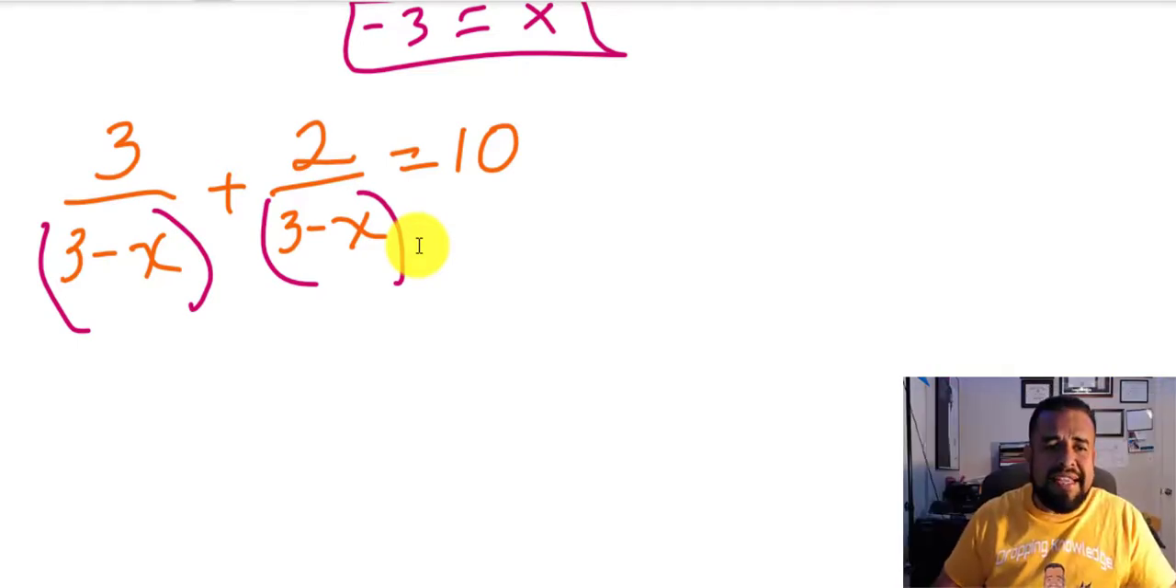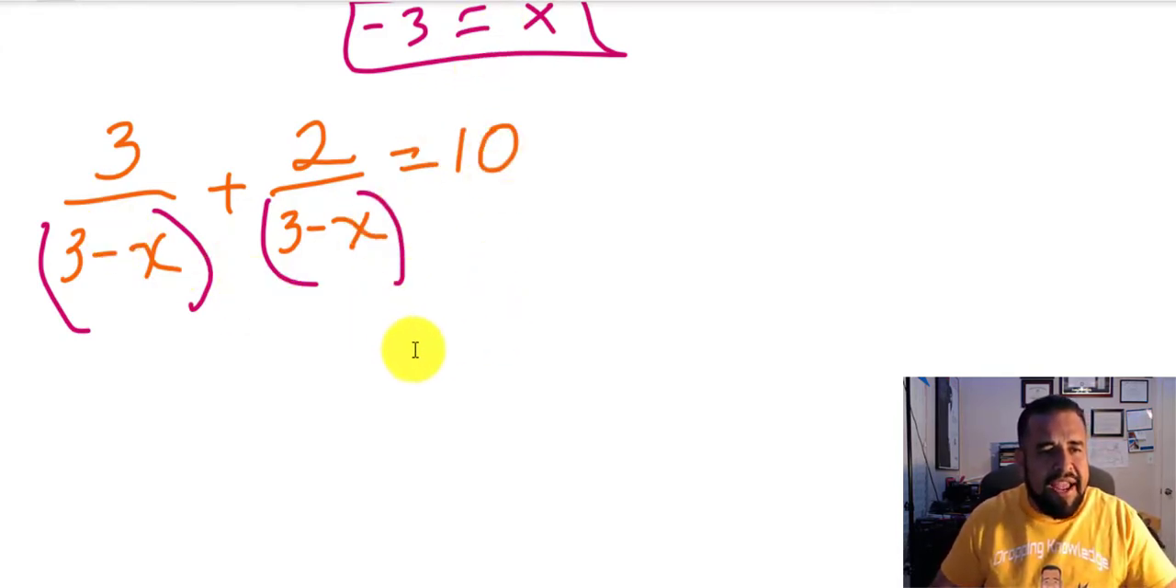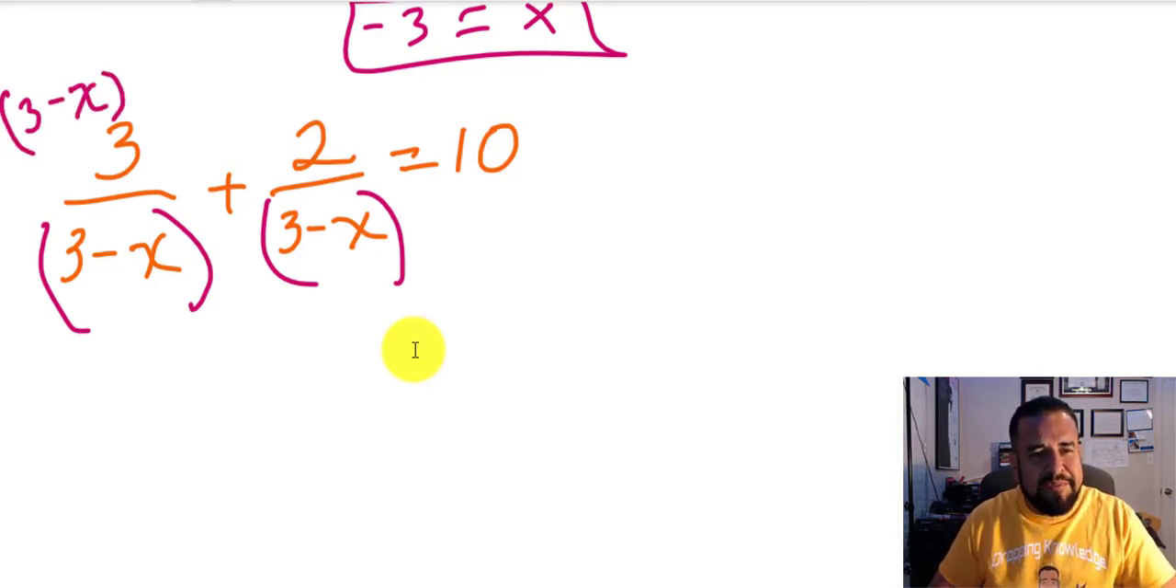So, this is the denominator, 3 minus x. So I'm going to multiply each one of these terms. By the way, this is a term, this is a term, and this is a term. So I'm going to multiply all the terms by 3 minus x. 3 minus x right here. 3 minus x right here. And 3 minus x right here.